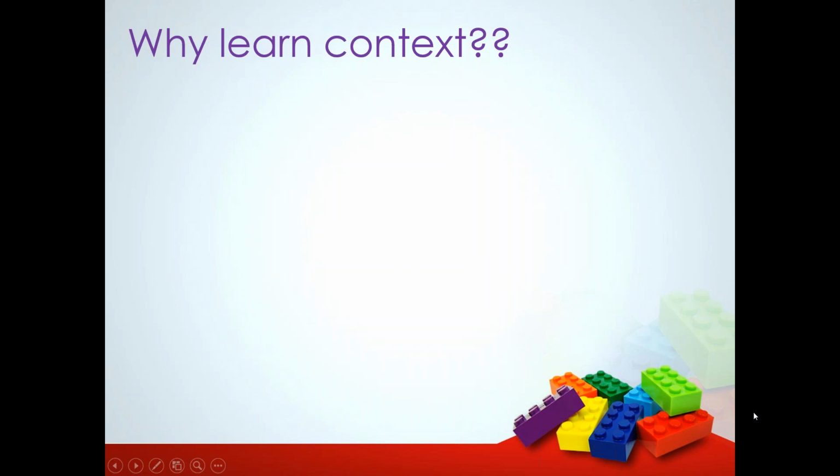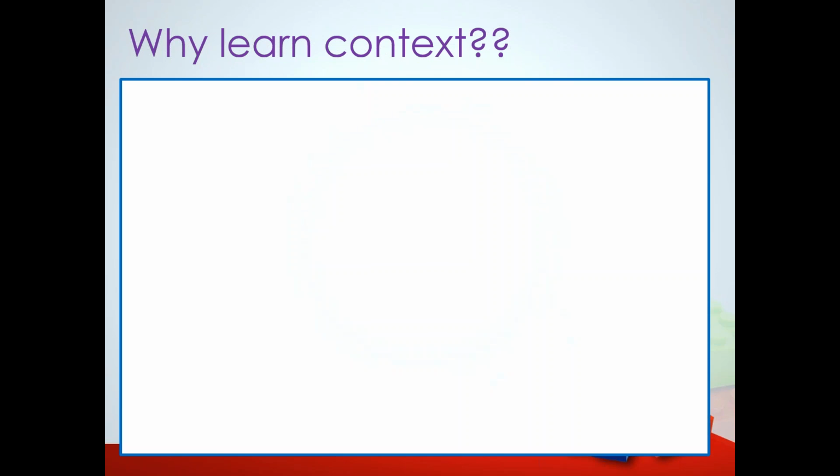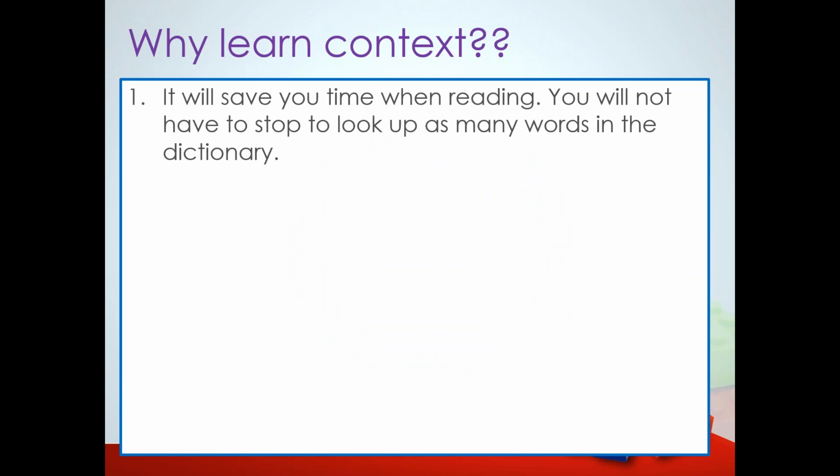So when we talk to kids about context, we want to make sure that they understand why they're learning context, or why they're ever learning anything that we teach them in class. So one of the things that we want to do is make sure that we tell them why. Okay. First of all, it's going to save them time when they're reading. They're not going to have to stop and try to look up every single word in the dictionary.